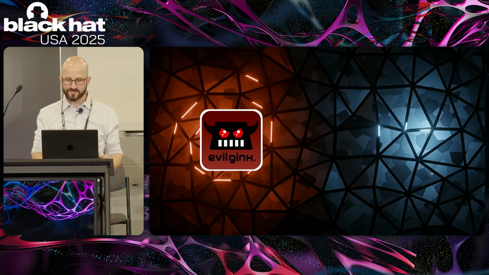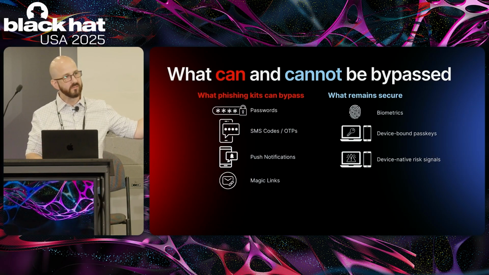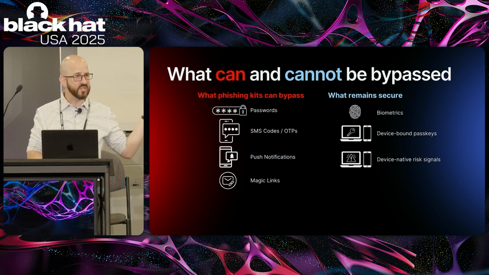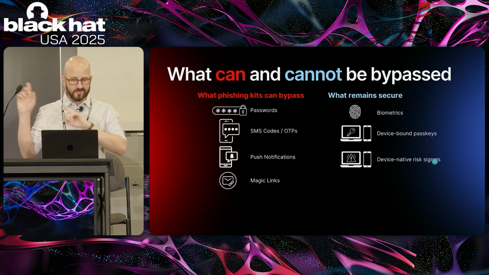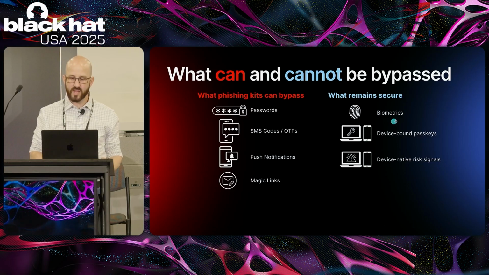But of course, that stuff is not very safe. These are all the phishing factors, or the factors that phishing kits can typically bypass on the left. Passwords, SMS, OTPs, push notifications, magic links, not safe. And what I want you to look at is on the other side, what actually remains secure when you're going against these types of attacks?